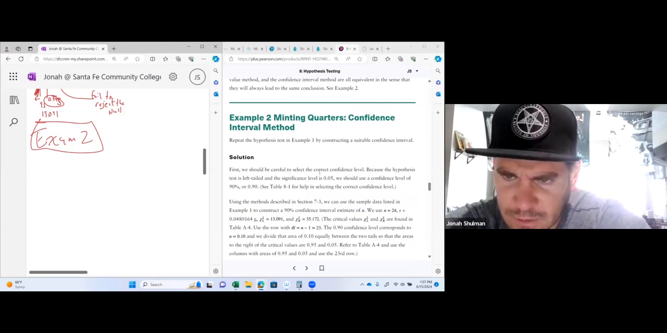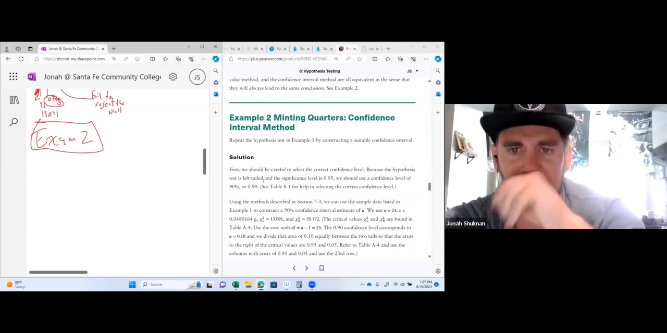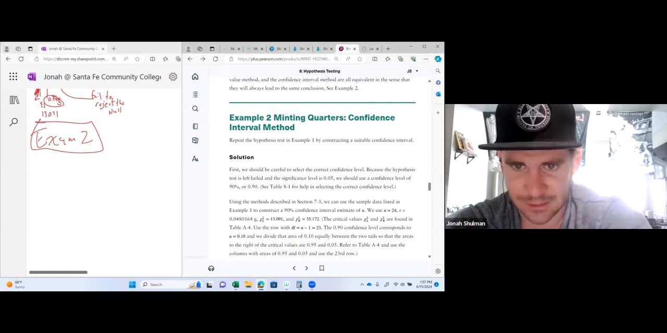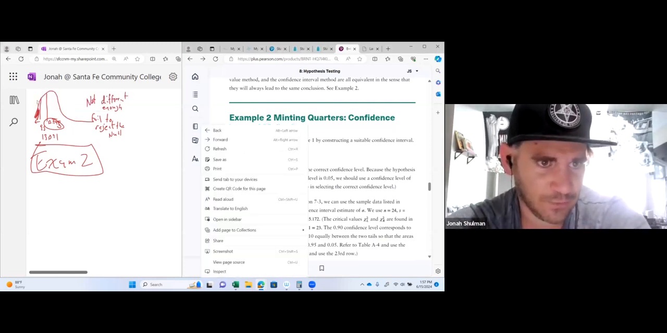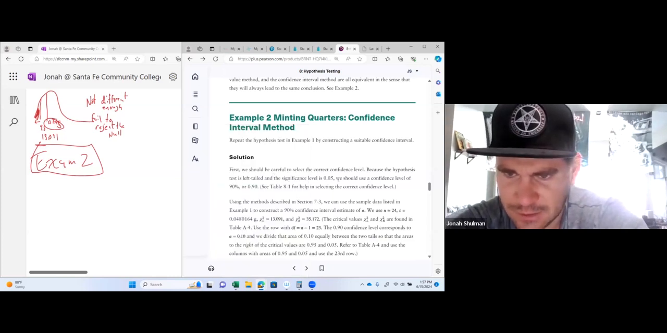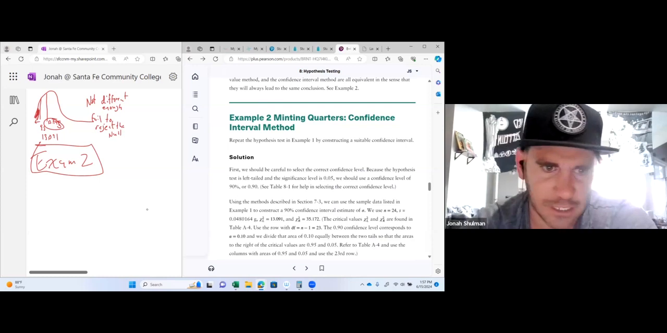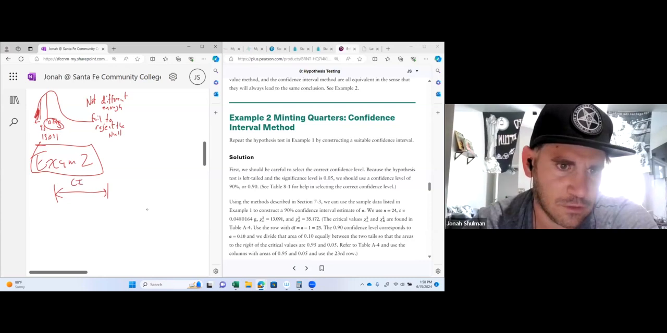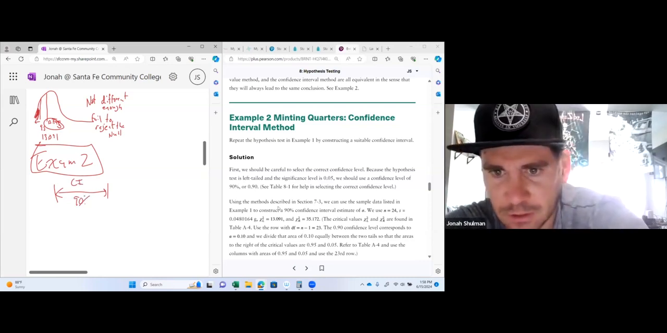First, we have to be careful to correct this because our hypothesis is, why is it left tail? Because we want less. That's why we want it over here because we want less than that value. And the significance is 0.05, so we should use a confidence interval of 90%. Okay, so our CI, our confidence interval, we want to be 90% sure of what is happening. So I guess we have to find the error.